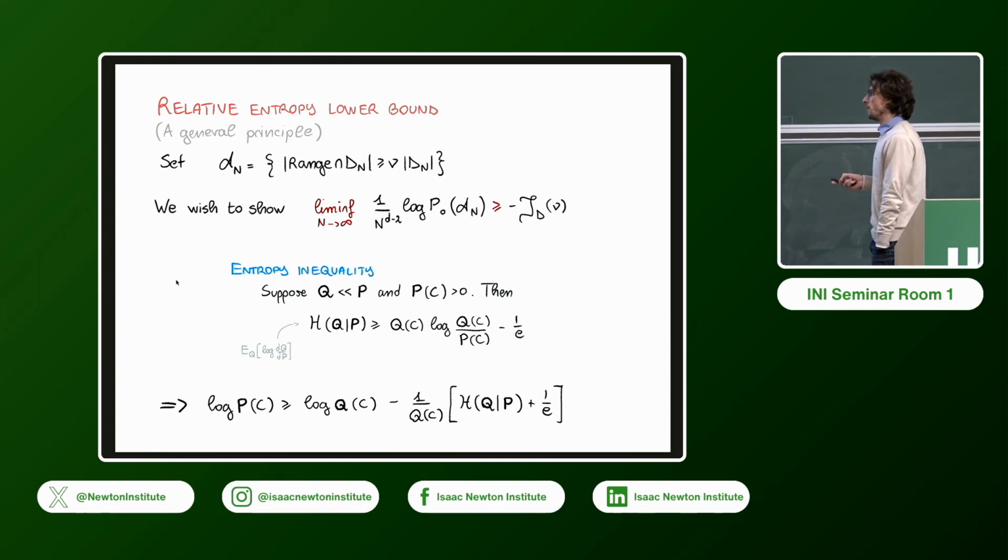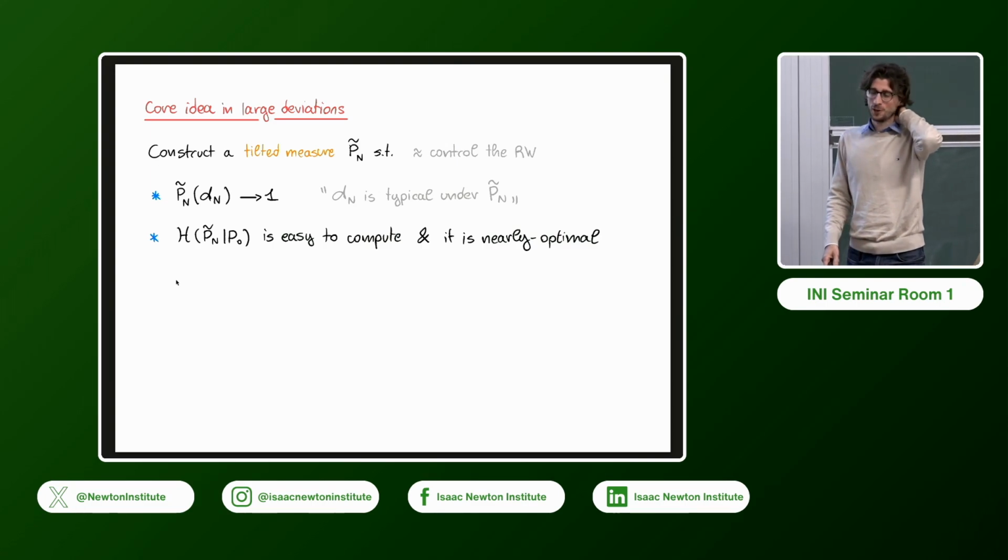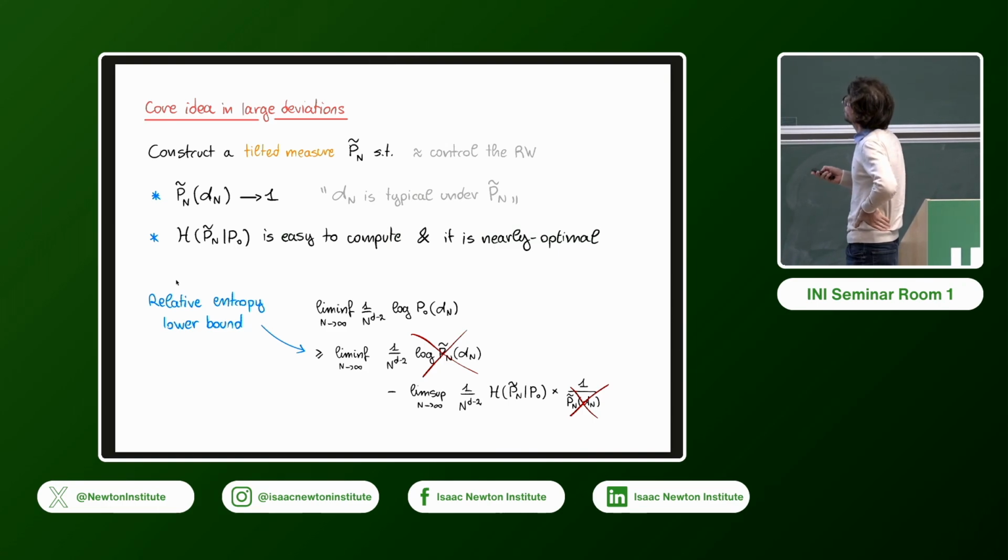Of course, now it's a question of how you construct this Q. This is where you want to have an optimal strategy, because you want Q(C) to be 1, essentially. So you want a new measure that makes the deviant event typical, and you want it to be computable. These are the two things you want. So the core idea is to construct a tilted measure, P tilde n, which you can think about, if you come from stochastic control, as adding a control to the random walk via, for example, an h-transform, in order that under this new measure, the event that we are looking at becomes typical, and so that the relative entropy, the entropy cost of changing the measure, is easy to compute and nearly optimal.